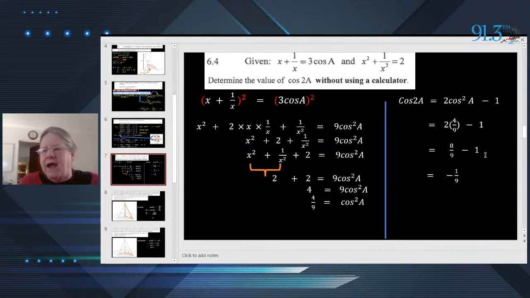So you would have to get the LCD, but at this stage, 8 over 9 is 1 less than 1. So 1 is bigger than 8 over 9, so that's why we get a negative 1 over 9. But check it with your calculator that you actually did it right. So yeah, this was a difficult question, 5 marks, designed to rob you of marks.